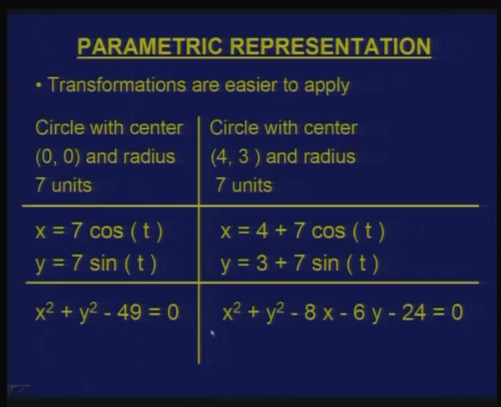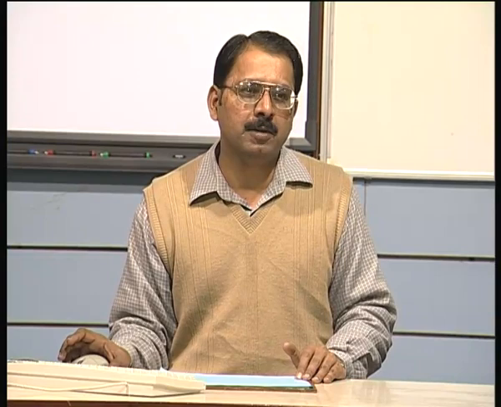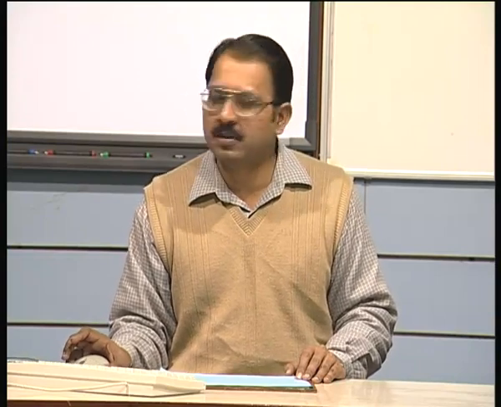Now, let us look at the same when I have an implicit representation. The same circle with a radius of 7 units, at the new center, has a different equation now. If I look at these two equations, it is very difficult to make out that it is the same entity, because the transformation variables have mixed up with the actual representation of shape and size. So, it is very difficult to separate them out.